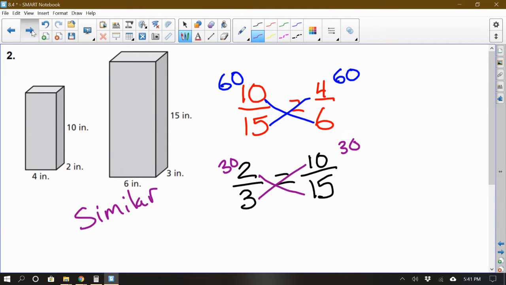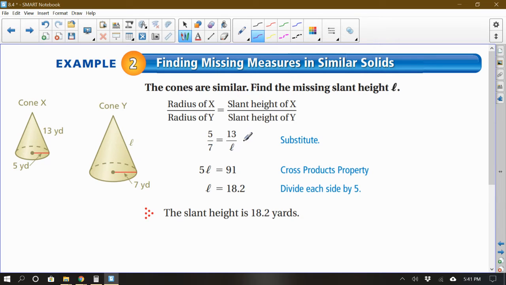All right, moving on. Oh, we have something new. So now we're actually finding missing measures in our similar solids. Okay, so they're already telling us the solids are similar. We don't have to figure that part out. Instead, we have to find a missing measurement. We have to find the missing slant height. Here it is. So we've got to figure out how long this is. Now, this is just an example, but let's walk through it.